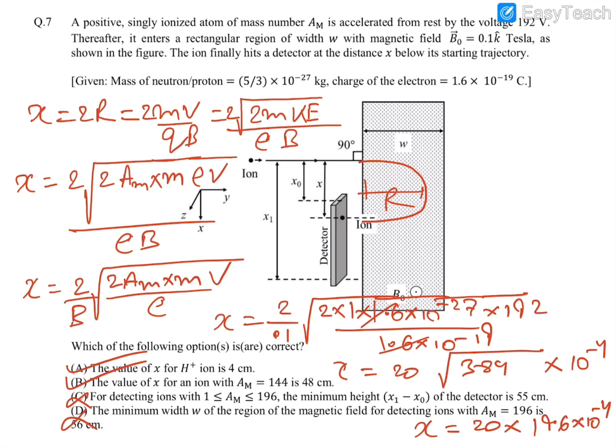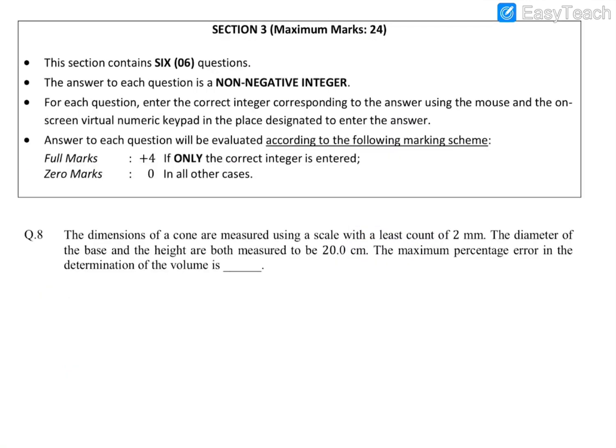Now we move on to the next question. In this question you can see that we are measuring the dimensions of a cone, and it is measured by an instrument which has a least count of 2 mm. The diameter and height are both measured as 20 centimeter, and we have to find out the maximum percentage error in the volume of the cone. So we know that volume of the cone is 1 by 3 pi r square h, and if we use d instead of r, so r will be equal to d by 2, so it would be 1 by 12 pi d square into h.